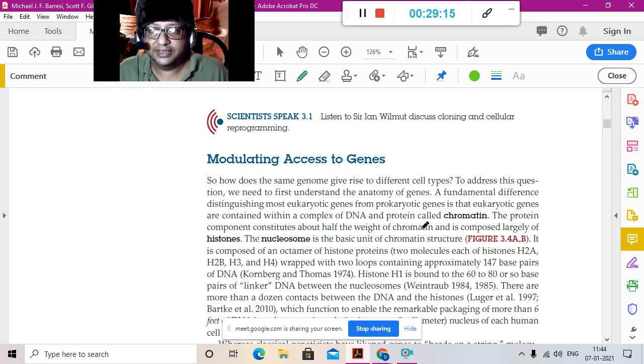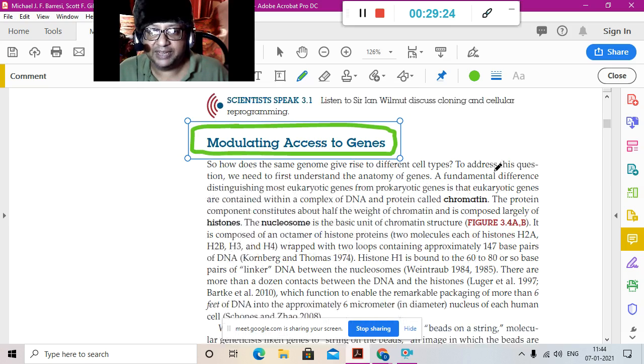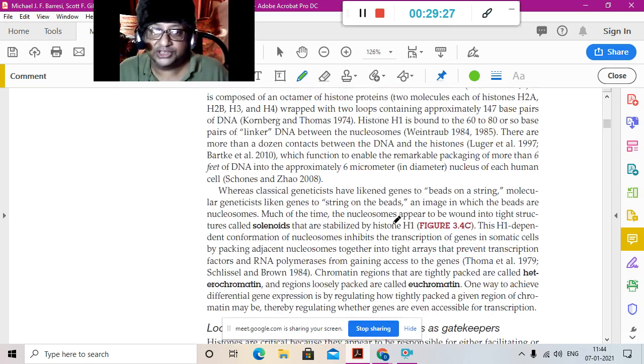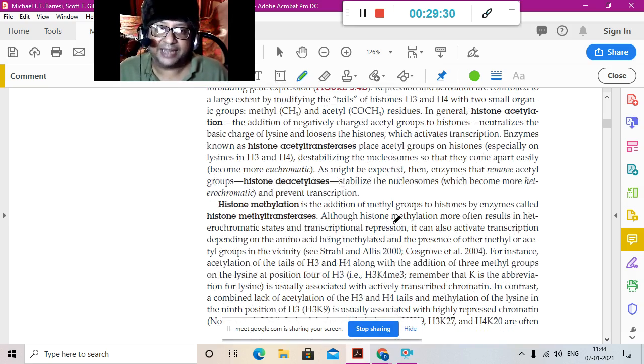In the next class, I will start with modulating access to genes, where I will be talking about nucleosome structures, histones, how genes are packed, and what enzymes are present. So terms like histone deacetylase and histone methylation, remember, you study once and give two papers. It's there in eukaryotic gene expression as well as in differential gene expression in developmental biology. So study one, get two results. Study this chapter properly and you have studied two chapters. So this is how it goes. With this I stop my class today.